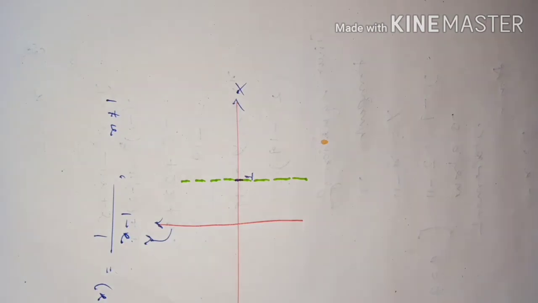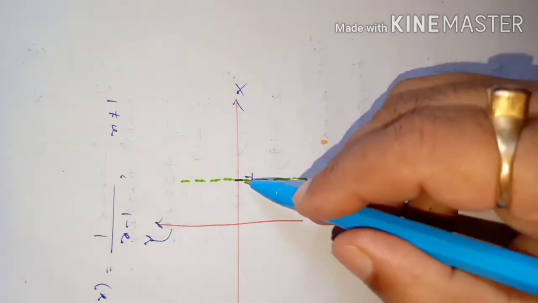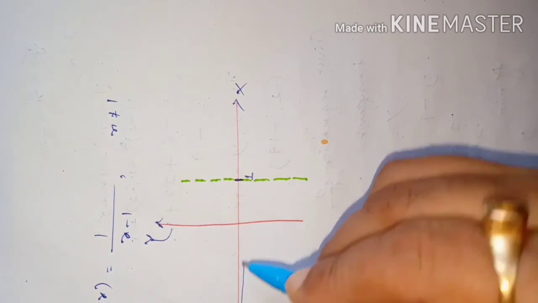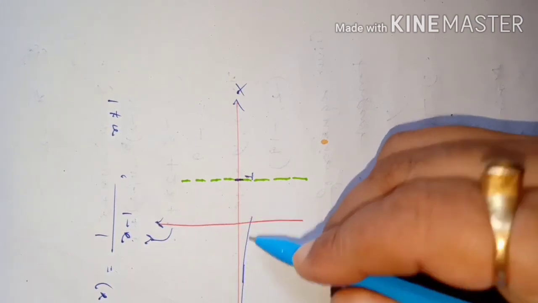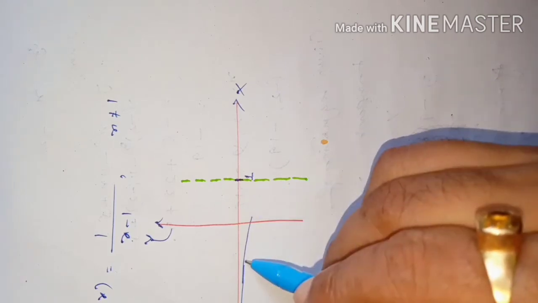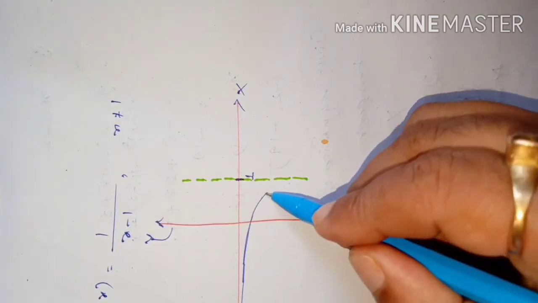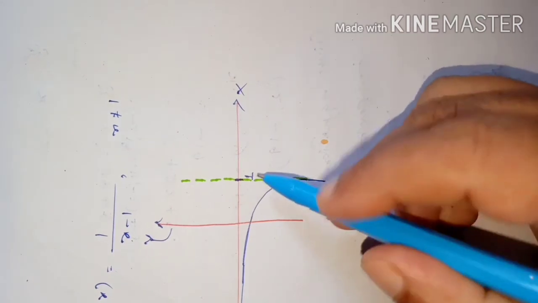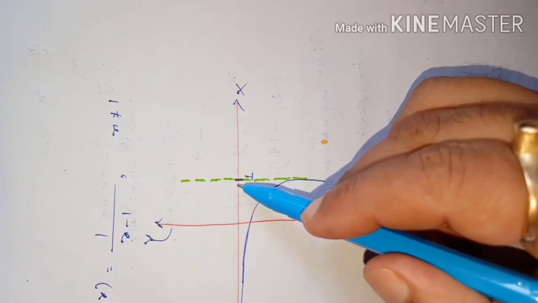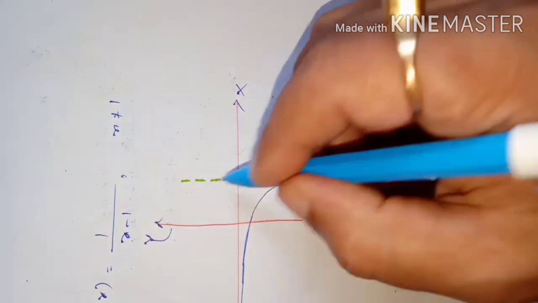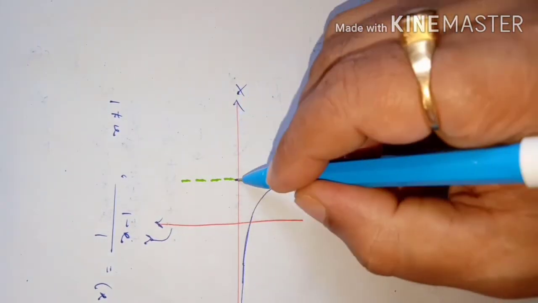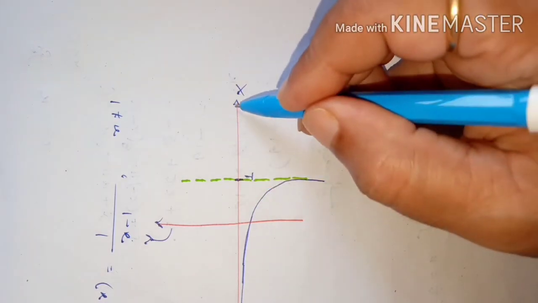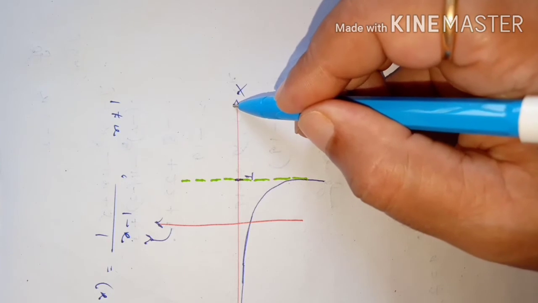But if we proceed from the left hand side of 1, that means as we go closer and closer to this 1, then it will be going downwards like this. It will go downwards like this. It will not touch that asymptote, that is at 1. So it will not touch this vertical line passing through this 1. Then if we proceed from the right hand side of 1, the curve will be like this.